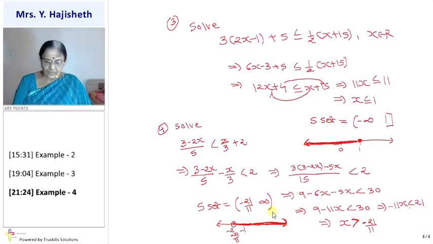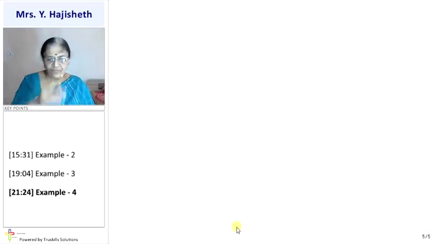Clear? This open interval can be represented on a number line in this way. This is a hollow point at minus 21 by 11 because it is not included. In sum number 3, 1 was included, so I put a solid point at 1. Here I put a hollow point at minus 21 by 11. Clear? So those properties which I have discussed are going to help in solving linear inequalities algebraically.